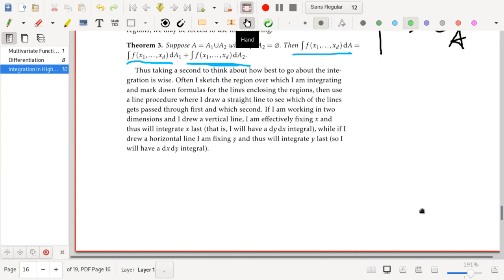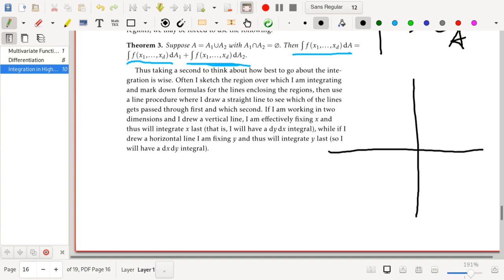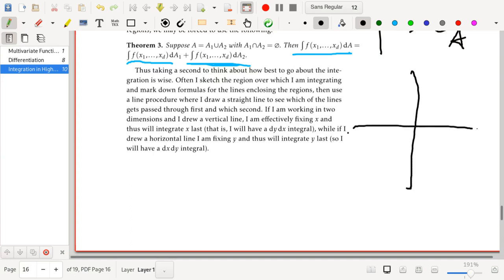What am I thinking about now? Oh, right. Let's suppose that our region over which we're integrating looks like this. Actually, let's do something different. Let's suppose instead that our region looks like this. Which is more advantageous: to integrate by fixing y first or fixing x first?